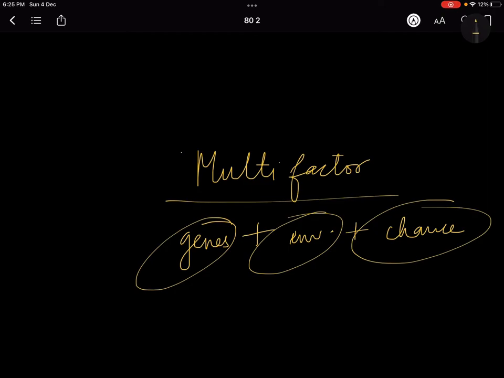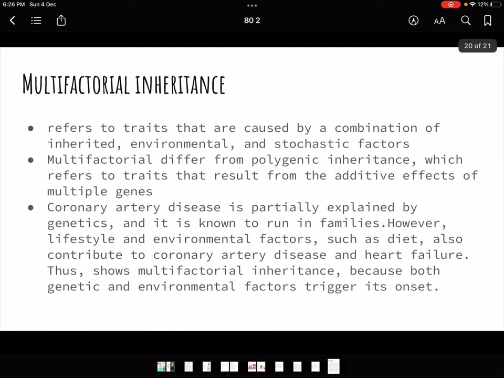Chance factors क्या होते हैं? Which are not a regular part of the thing, but sometimes with chance something can happen. ठीक है? Maybe certain mutation can happen. Mutation is not something which is going to happen every day, right? It is going to be with a chance, or there could be some genetic drift. So any chance factor can be there, right? So this is multifactorial inheritance.